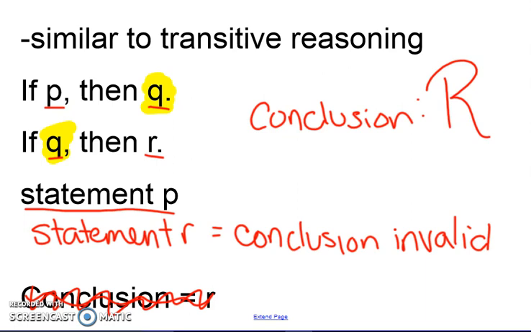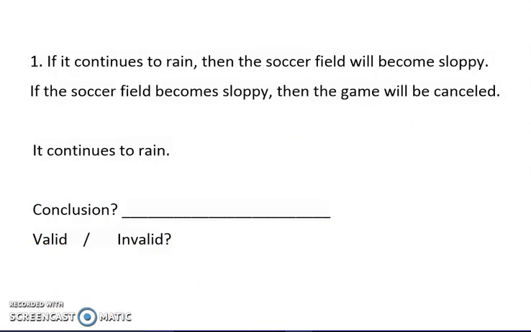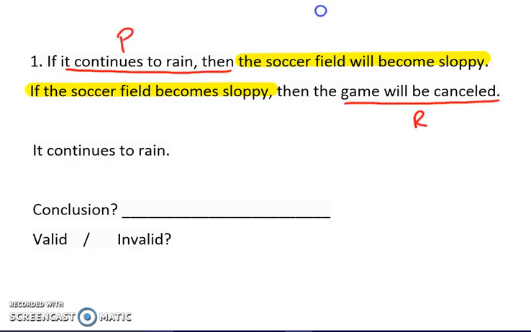Now, if we look at some of our examples: if it continues to rain, then the soccer field will become sloppy. If the soccer field becomes sloppy, then the game will be canceled. So again, we want to look at our individual parts. If I highlight what's the same, I have "the soccer field will become sloppy" and "the soccer field will become sloppy." Since those are the same, those two can cancel each other out. This is my P statement. This is my R. We're not worried about what's highlighted. They're gone because they are the same.